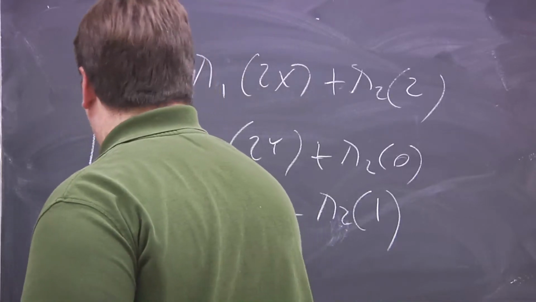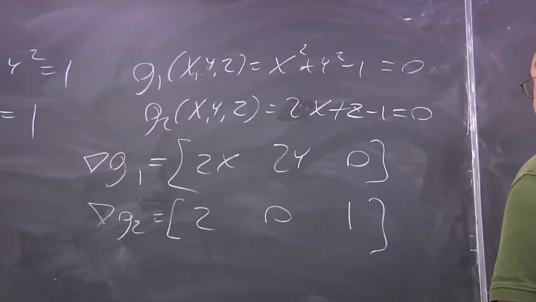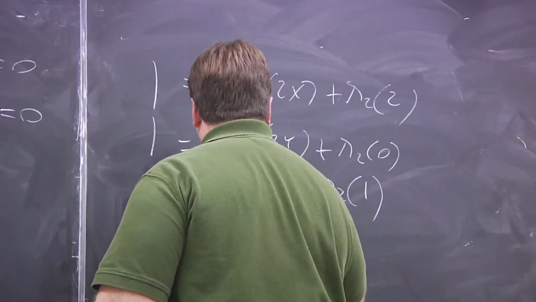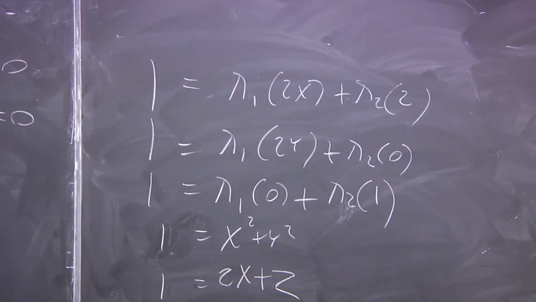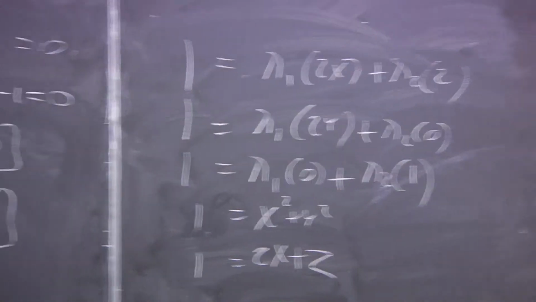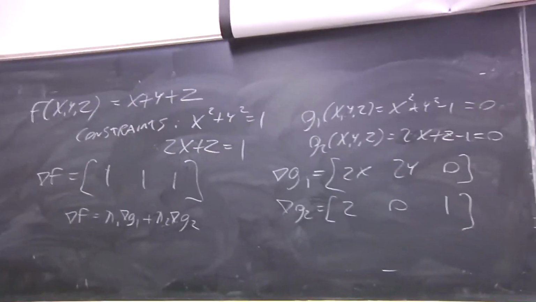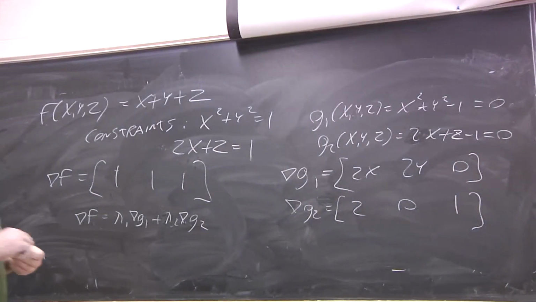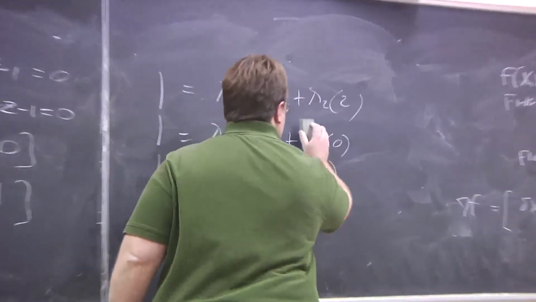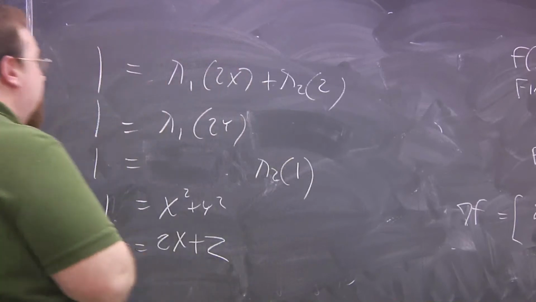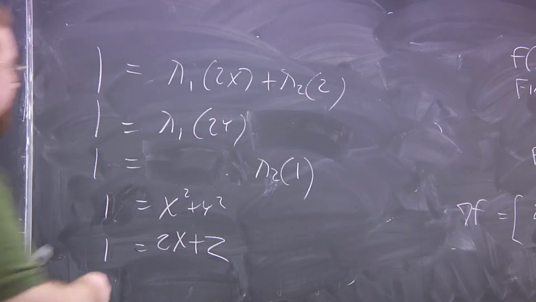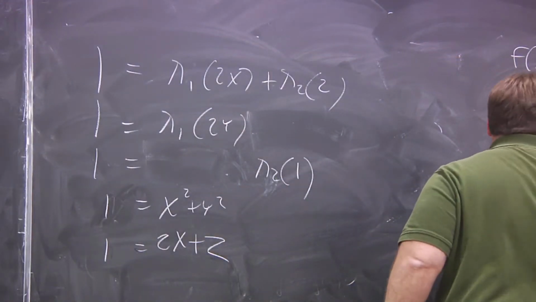And then the constraints themselves. So we still have 1 is equal to x squared plus y squared, and 1 is equal to 2x plus z. When we had one constraint and two variables, we had three equations. Now we have three variables and two constraints, so that's 5 equations that x, y, and z have to satisfy. Now we have some terms in here that are 0, so I'll just erase those. So right off the bat, we know what lambda 2 is. No choice there, it's got to be 1.